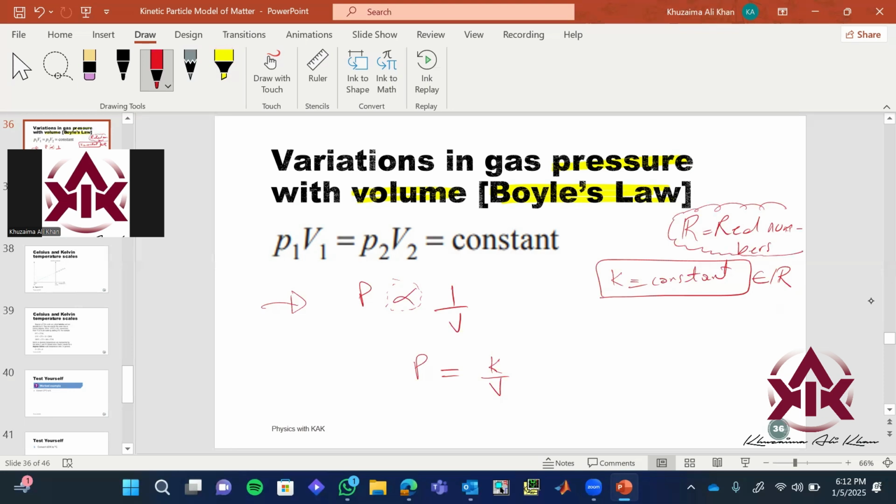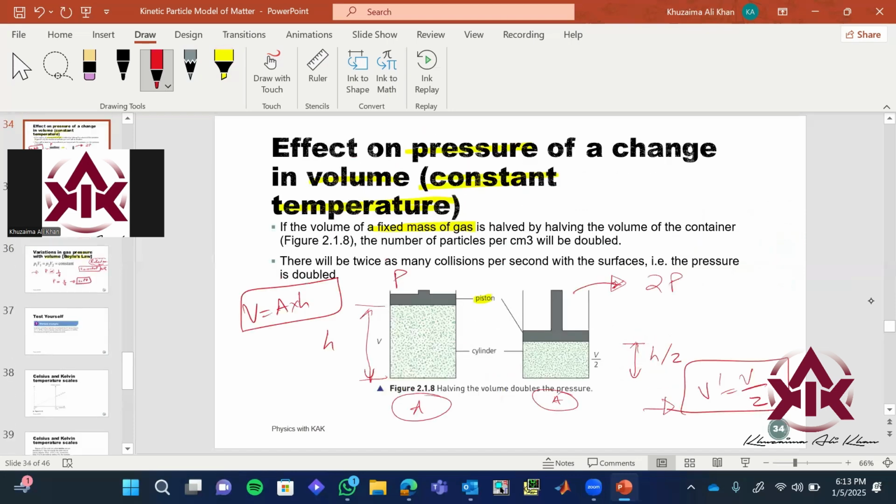These are real numbers over here. Now if I want to make K the subject, I get K equals P times V. Let's say I have multiple cases, with the same gas but I'm varying the pressures. I'm just changing the position of the piston to change the pressure.